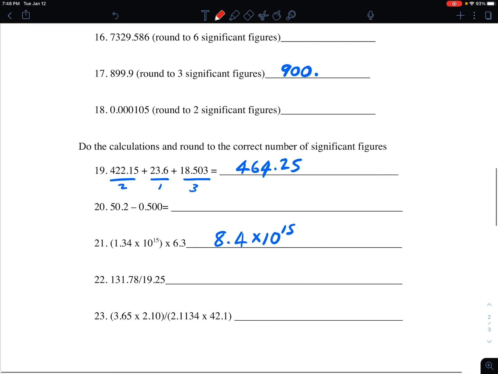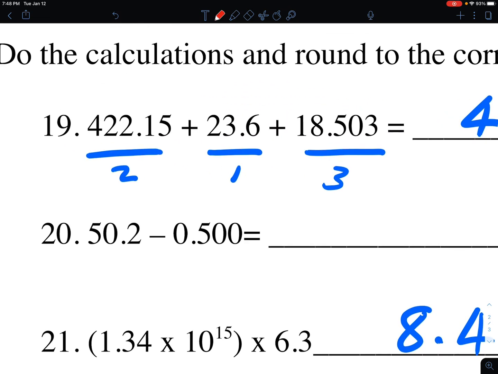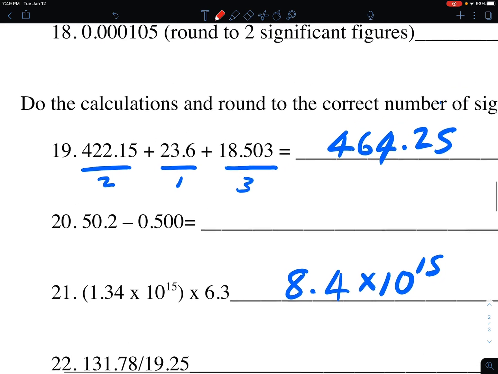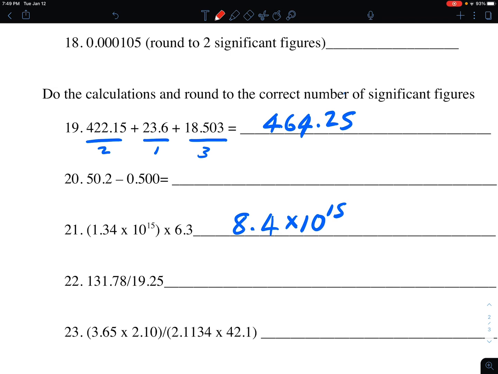The last few problems, you have to multiply or divide or add and subtract. Number 19, what we're going to do is we're adding, and when you're adding, you've got to look at the lowest number of decimal places to get the right precision in your answer. So if you look at those three numbers, 23.6 has only got one decimal place. So that means our answer has to have only one decimal place. So 464.25 is actually wrong. What I've written there, it's going to be 464.3, because that 5 is going to round the 2 up to a 3, and there's our one decimal place. So adding and subtracting, you look at decimal places.